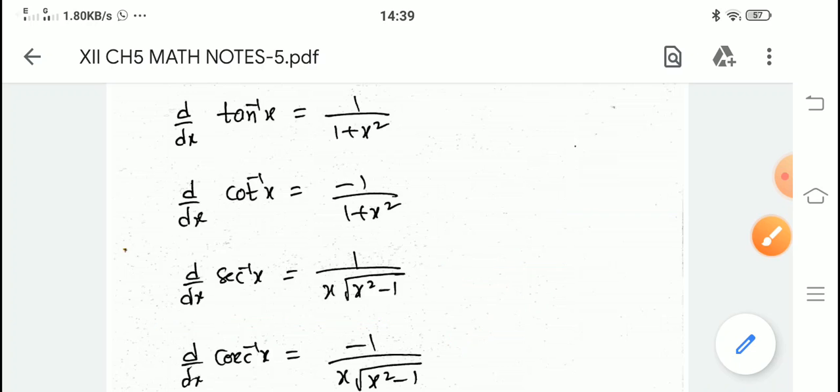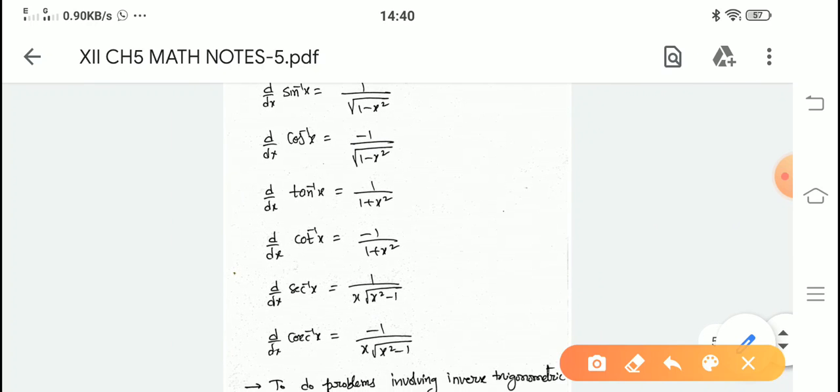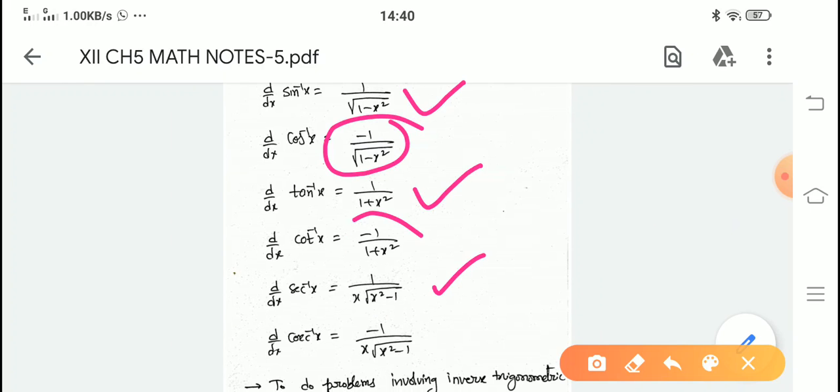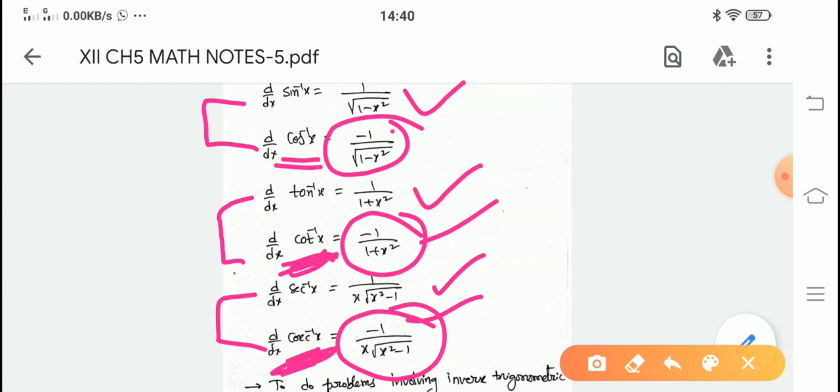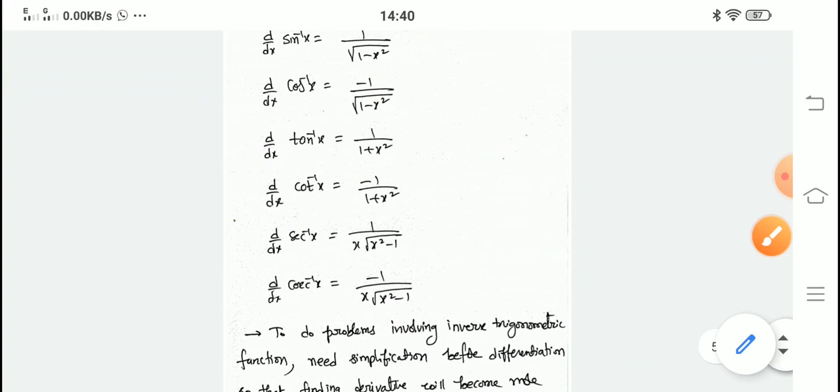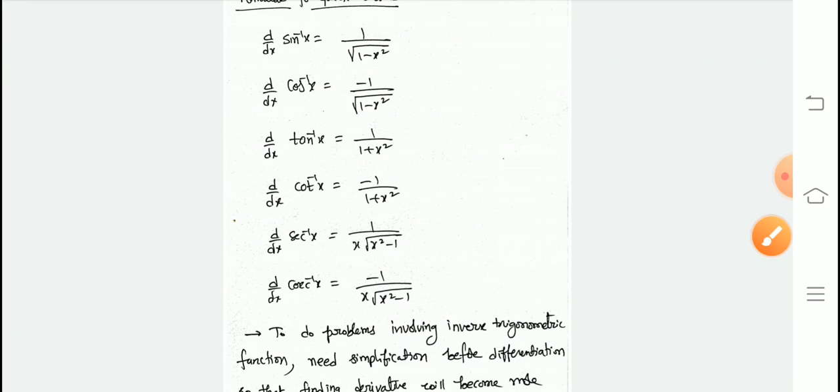So you can remember very easily. There are 3 formulas to remember: 1, 2, 3. If you remember these 3, the other 3 come with a minus sign. Also, sin and cos will have the same formula, tan and cot will have the same formula, and secant and cosecant will have the same formula. When do we get minus? For those starting with the letter C: cos inverse, cot inverse and cosecant inverse will have the minus symbol. Hope you understood this inverse trigonometry. All the formulas you should be able to remember, I think.